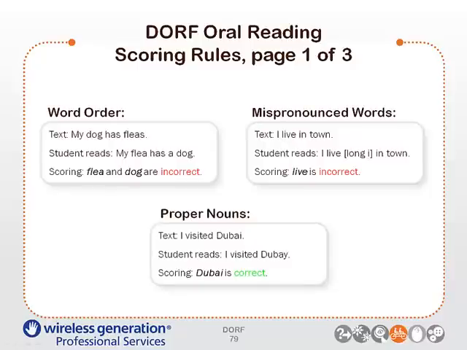Here are some of the scoring rules for DORF. Score incorrect words read correctly, but in the wrong order. For example, my dog has fleas. If the student reads, my flea has a dog, you would mark incorrect, flea, and dog.